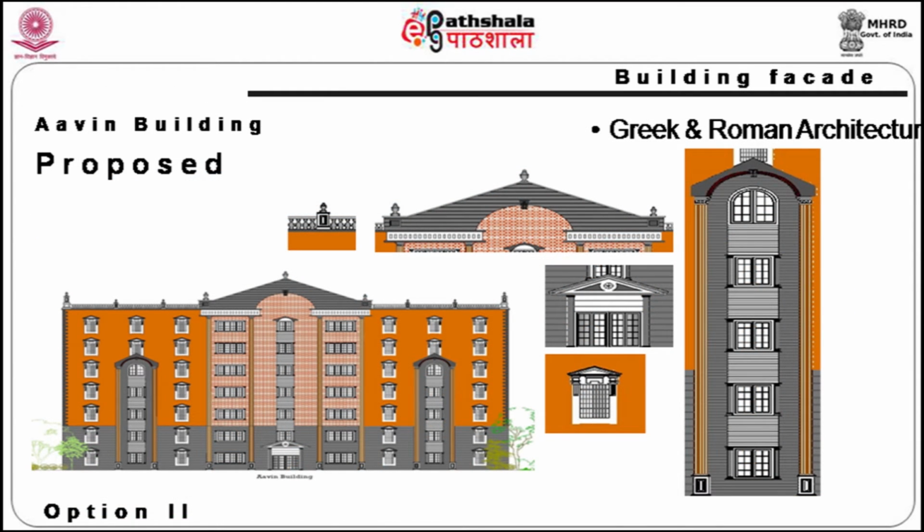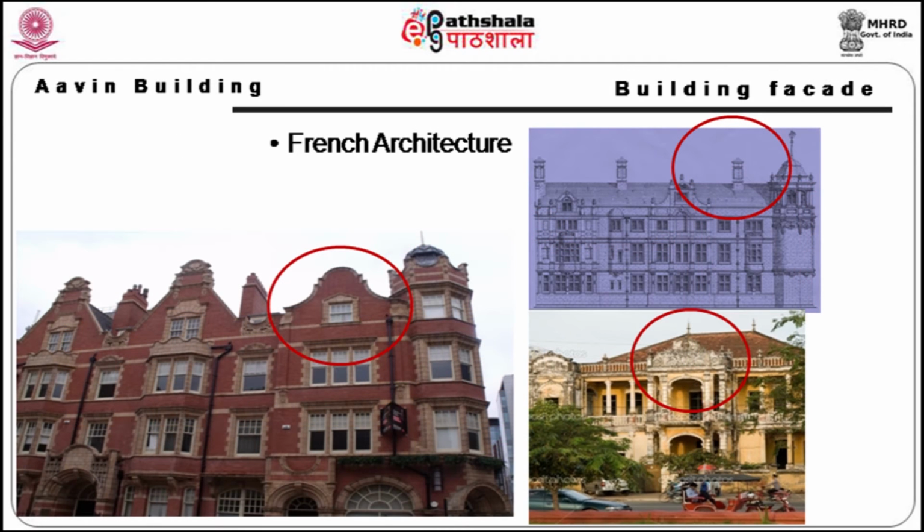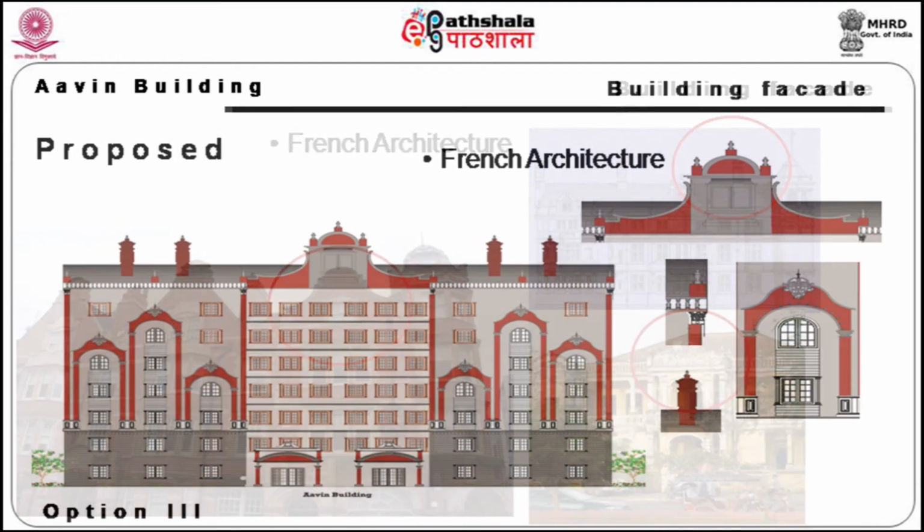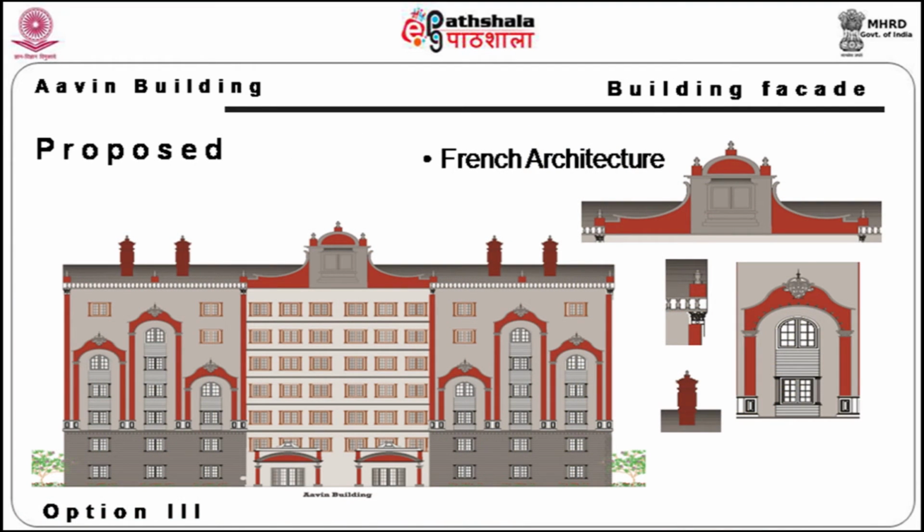Greek and Roman architecture, how does it look? We have an alternative. How does it work? You have the color, you have the painted finishes, you have windows, you have triangular pediments. You have brickwork, doors and windows have been changed in this style. French architecture. So we are going to adopt these styles of French architecture into our Avin building. So what will it look like when it is finished?